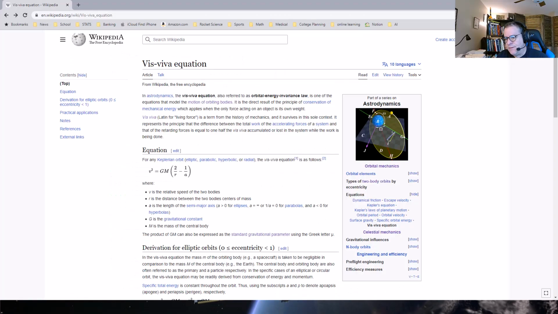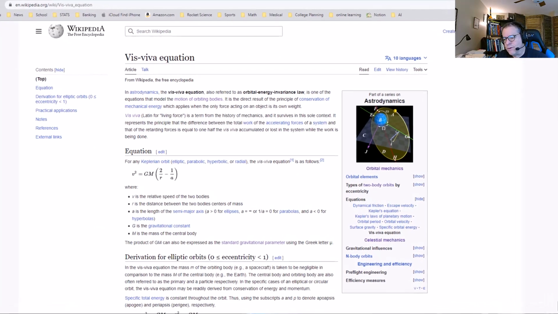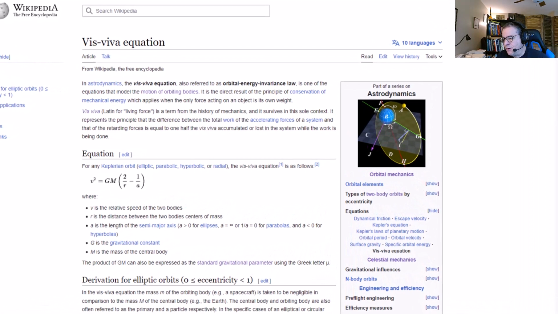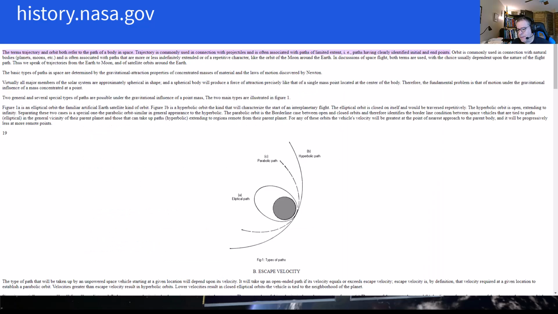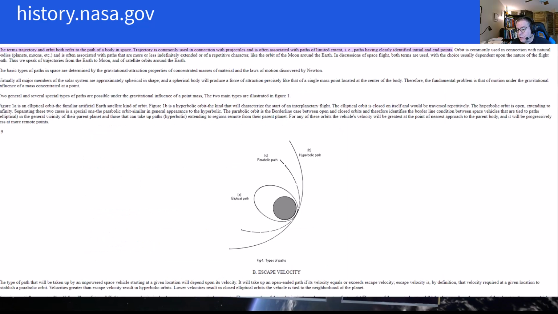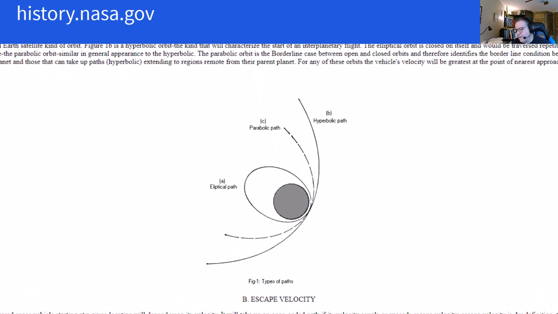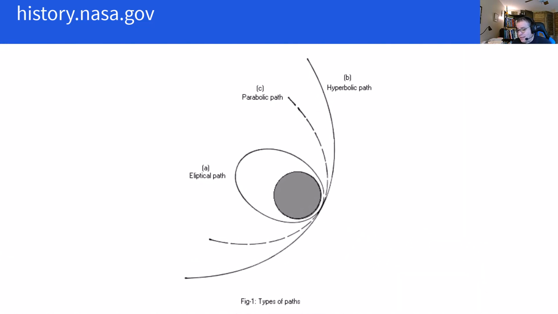The term vis-viva is Latin for living force, and the name comes from the early history of physics when the concept of conservation of energy was first being developed. In this lab, we will launch a rocket into a suborbital flight, and into an orbital flight, and finally into a hyperbolic trajectory, that is, one that escapes the planet's gravity.